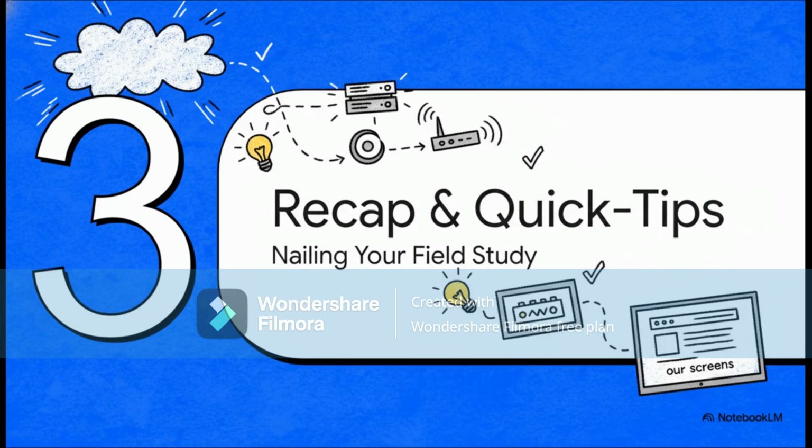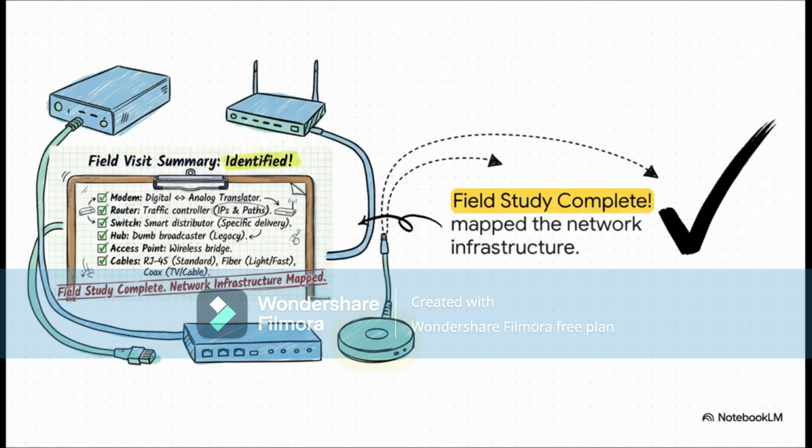Okay, we've done it. We have completed our journey from that big internet cloud all the way to our screens. So let's quickly recap the most important points to really lock this in for your exams. So our field study is officially complete. We've successfully mapped the whole network, identifying the modem, the router, the switch, the access point, and the physical cables.